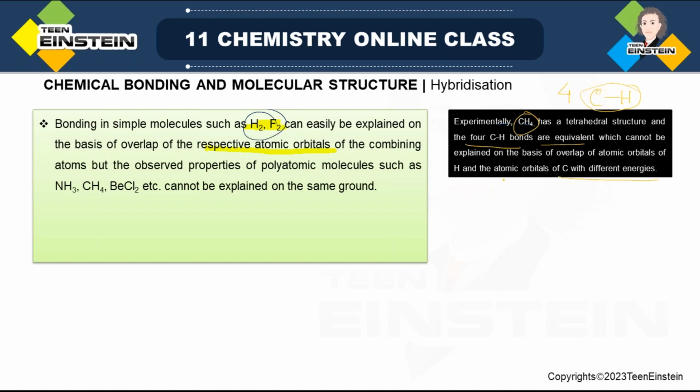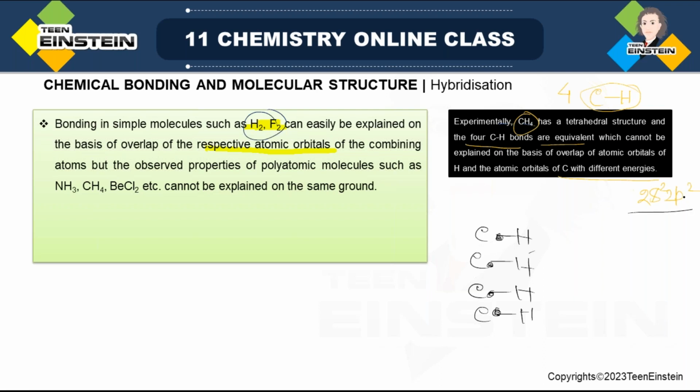Because if you consider carbon, it has electronic configuration 1s2, 2s2, 2p2. But I am just writing the outermost configuration, which is 2s2, 2p2. That means for the 4 carbon-hydrogen bonds that you will be getting here, carbon will use 4 electrons for formation of 4 CH bonds, and carbon will use 1 electron for each. And hydrogen has only 1 electron in 1s, very simple.